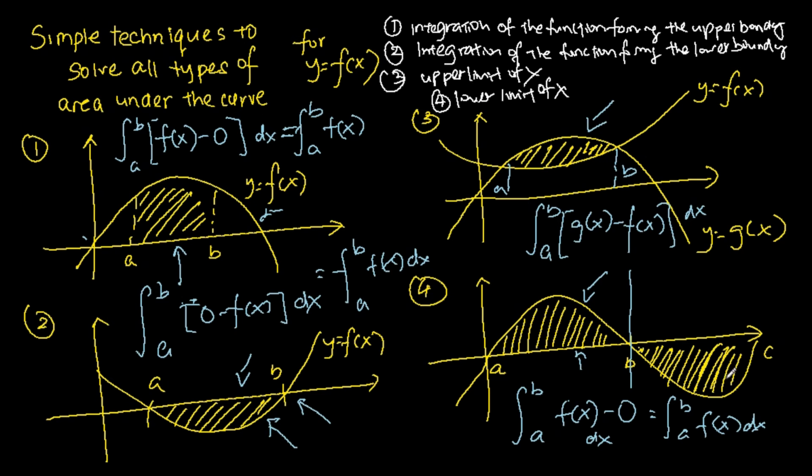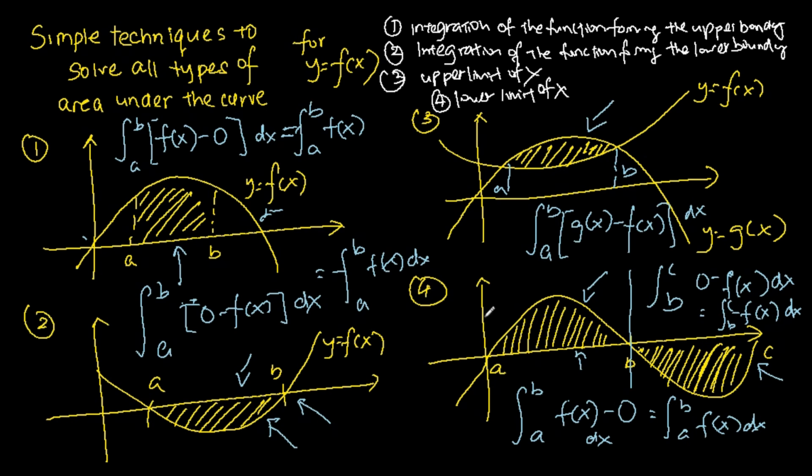And to find the shaded region that is below the x-axis, we will work it out as well. Same thing, applying the technique. We find the integration of the function forming the upper boundary, which is the x-axis, y equals 0, subtracting away the integration of the function forming the lower boundary, which is f(x). Our upper limit is c, our lower limit is b. So this is basically equal to the integral of the negative of f(x) dx, evaluating from b to c.